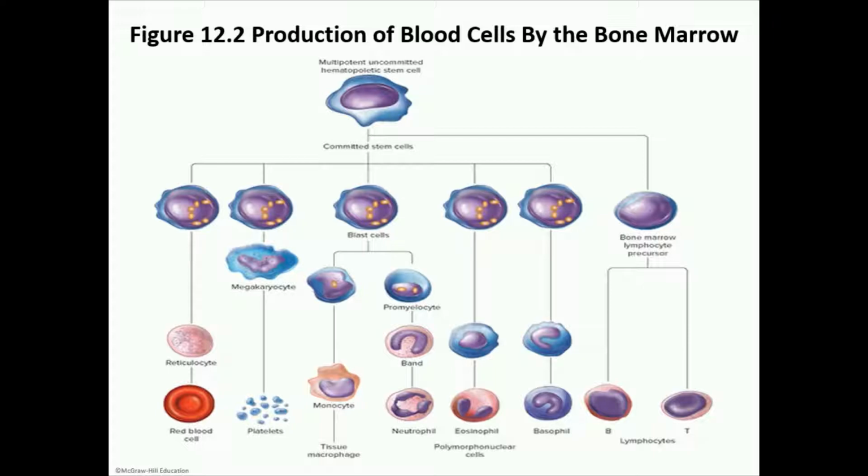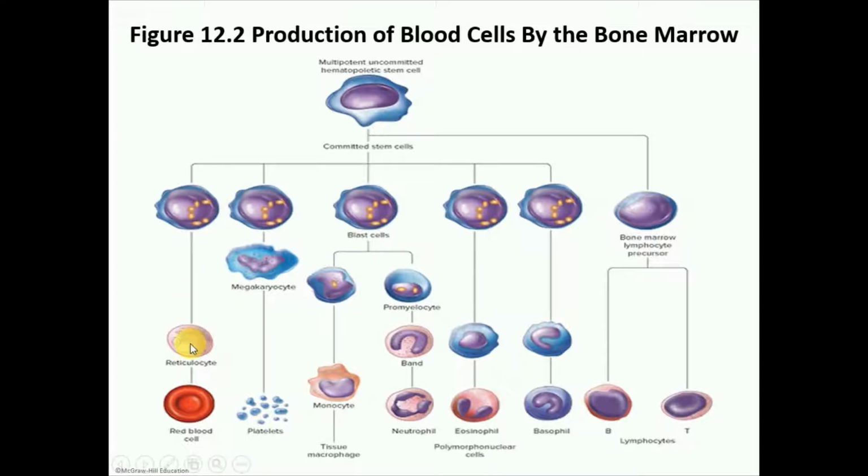And other things to keep in mind while looking at this image: this is your lymphoid stem cell that'll end up making your T and B lymphocytes. This would be the committed stem cell here that is basically going to end up making every single other cell in your bloodstream. That would be the myeloid stem cell.